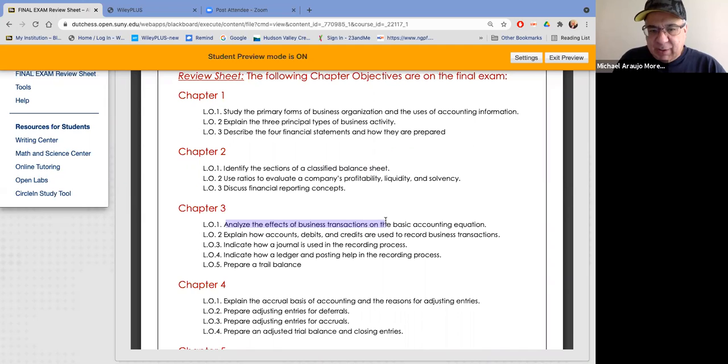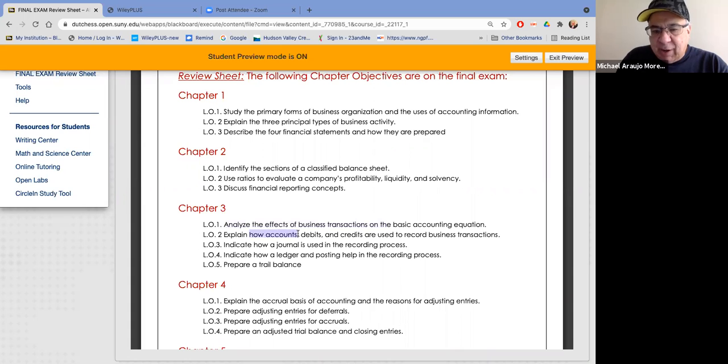We looked at the accounts that were affected by those transactions and whether they were affected in a way that we have more of it or less of it. So we have more cash or less cash, right? More sales or less sales, more debt or less debt. So all that analysis started in chapter 3, extremely important all the way throughout.